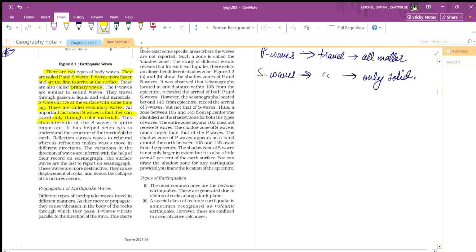This helps scientists to understand the structure of the interior of the Earth. If the reflection causes the wave to rebound, whereas the refraction makes the wave move in different directions.